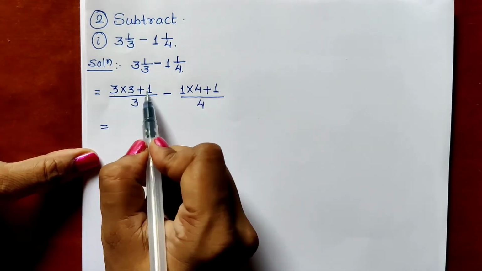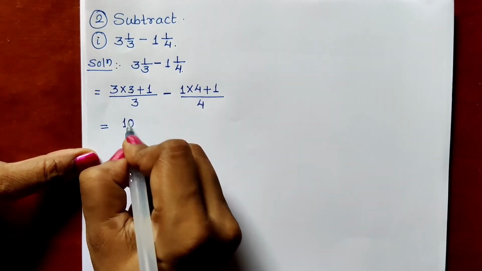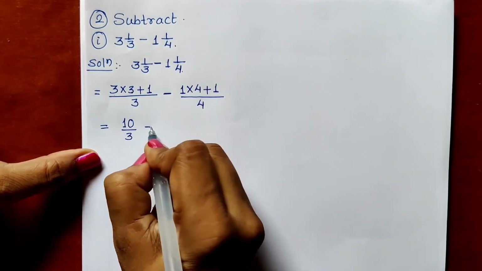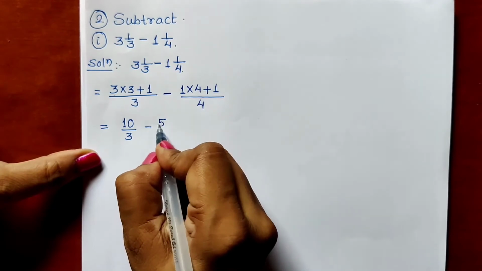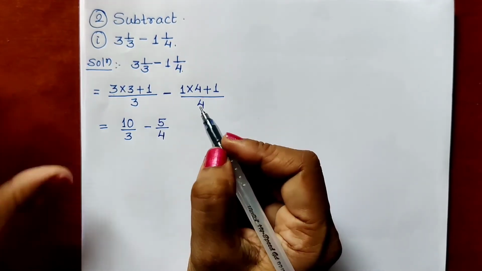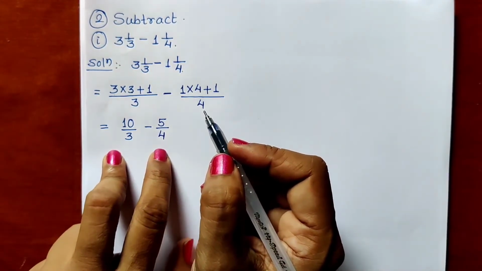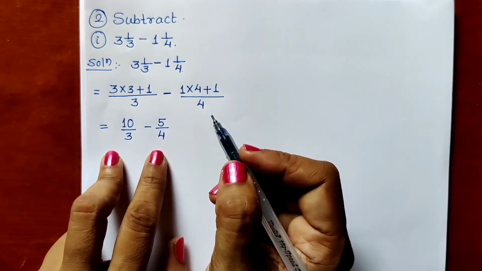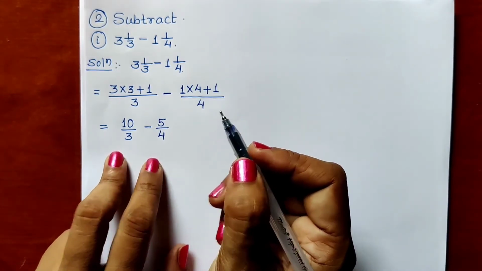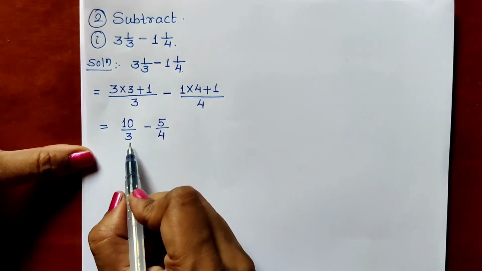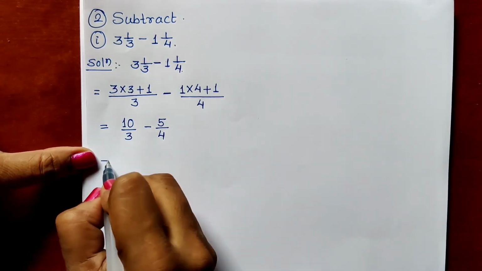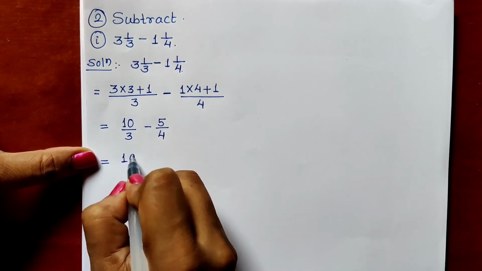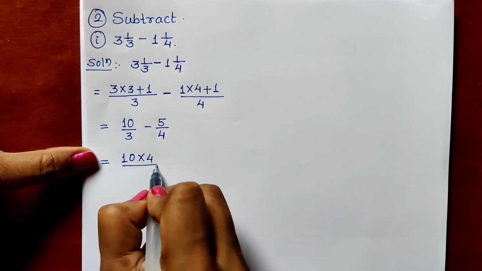3 3s are 9. 9 plus 1 is 10. 10 upon 3 minus 1 4s are 4. 4 plus 1 is 5. 5 upon 4. Now we are having different denominators, so we cannot subtract. We have to equalize the denominators first. How to equalize? We will multiply this 3 by 4 and 4 by 3. So the denominators will be same. So let us multiply 10 into 4 upon 3 into 4.